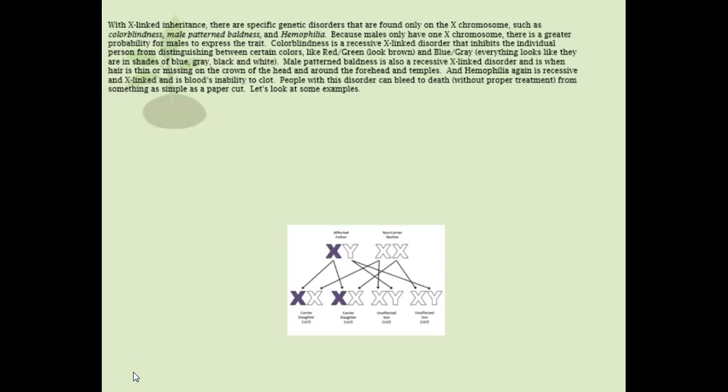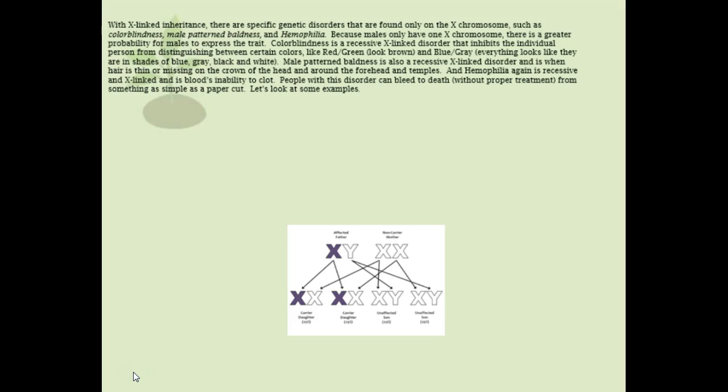Okay, hello, and in this little review clip, we're going to look at X-linked inheritance, and then we're going to consider some genetic disorders that are found on X chromosomes, such as color blindness and male pattern baldness and hemophilia. So we will be looking at things like that. But the first thing that we need to talk about is sex, and how do we determine sex?